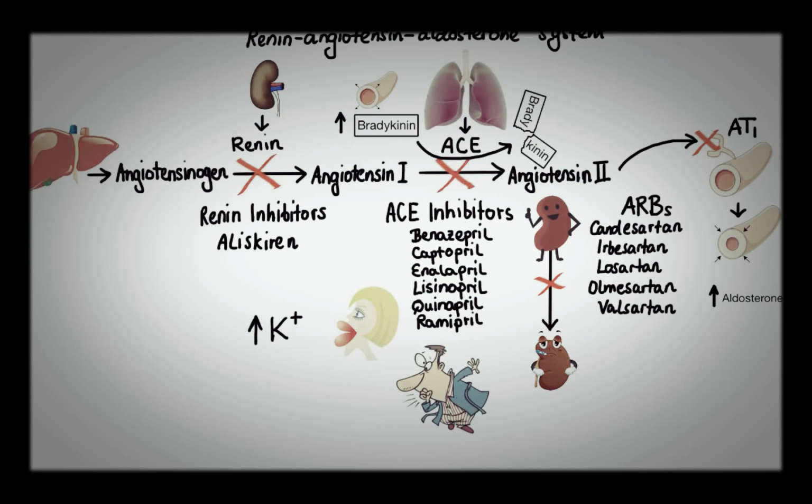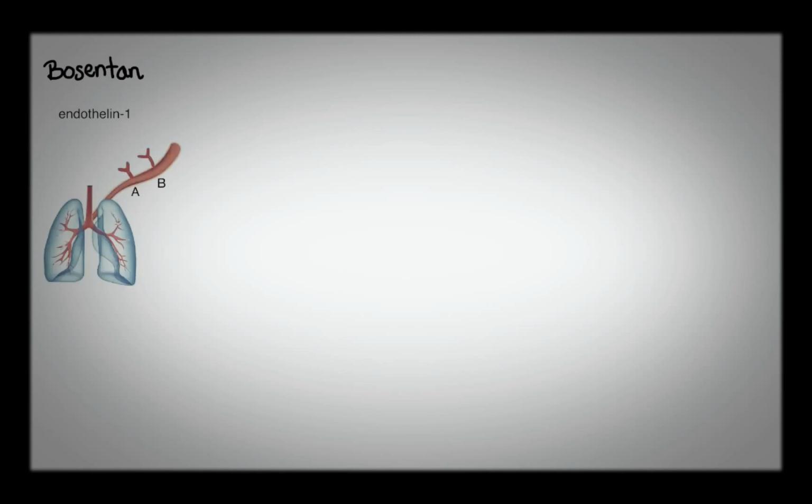Now, before we end this lecture, I wanted to briefly discuss a few other antihypertensive agents that do not fall into any of the classes that we covered thus far. So first we have bosentan, which is a competitive antagonist of a potent vasoconstrictor called endothelin-1, which acts on the endothelin A and endothelin B receptors located on pulmonary vascular cells. By blocking the action of endothelin-1 on its receptors, bosentan leads to vasodilation, which decreases pulmonary vascular resistance. For that reason, bosentan is often a drug of choice for treatment of pulmonary hypertension.